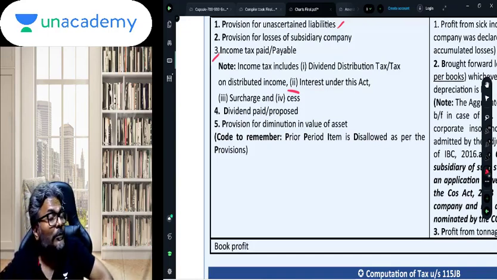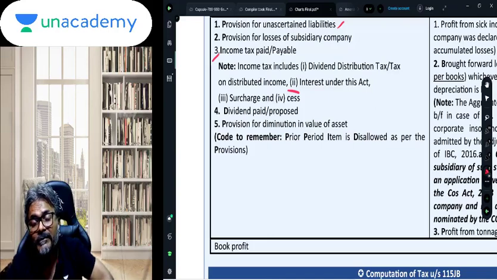What about the total income? What about the PGBP? If there is a provision for bad and doubtful debt, students, under the head PGBP, do you get a deduction of the provision for bad debts? Answer is no. You get deduction only of the actual write-off of the bad debts and not merely on the basis of the provision. So only the actual write-off of the bad debts is allowed to you as a deduction and not merely the provision.